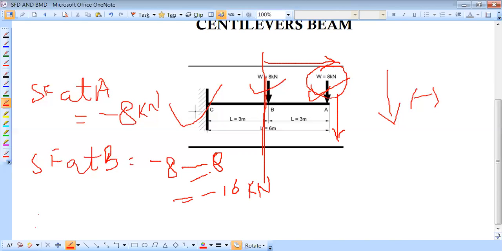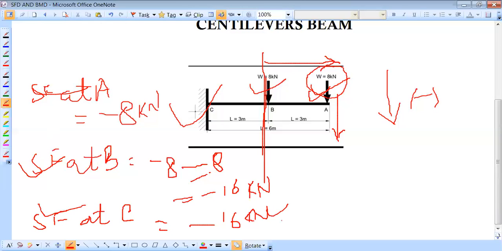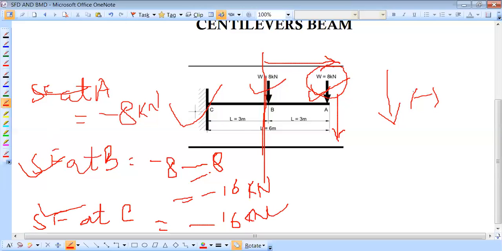Then SF at C is equal to how much? There is no load, no force between B and C, so it is minus 16 kilonewtons. I think you understand how to find the SF at different points. At point A it is minus 8, at point B minus 16, and at point C minus 16 kilonewtons. Why minus 16? Because we consider the downward force as negative. I think you understand.